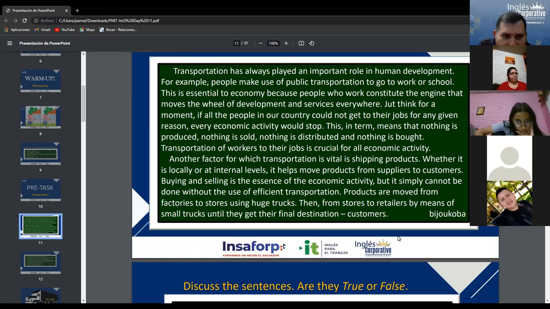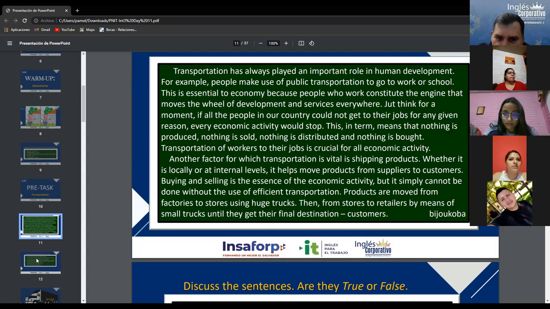Okay. Good job. Only look at the words huge. I'm sorry. Huge truck in the second before the last. Huge trucks and huge truck. Huge and efficient. Efficient. Okay, excellent. Thank you. No problem, my friend.